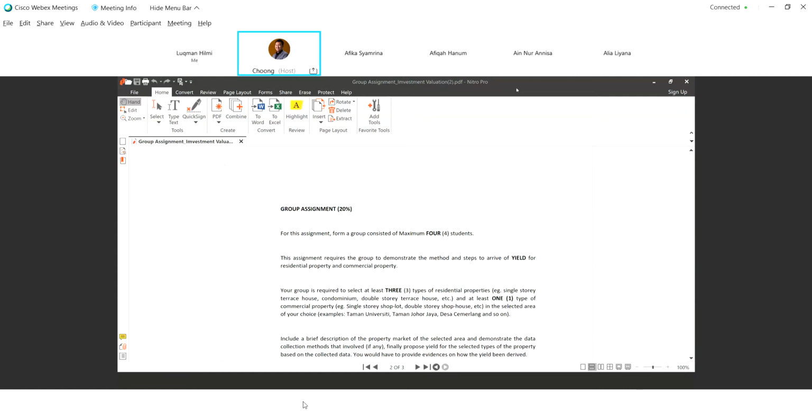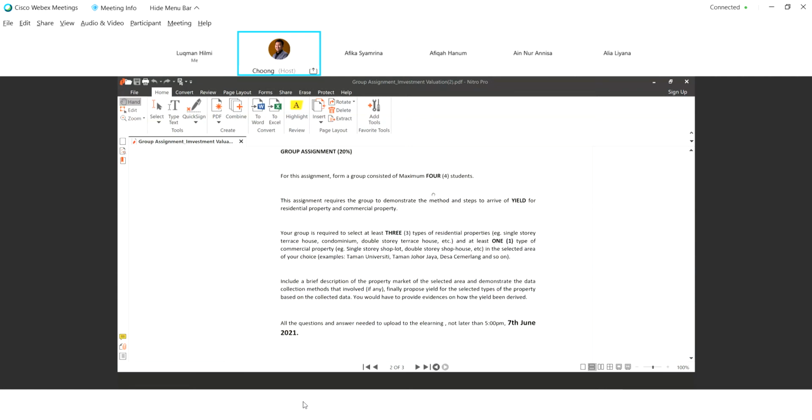So what is yield, class? What is yield, class? Yield apa? Anyone? Yield adalah apa, class? Hasil. The return. The rate of return. Yield is the rate of return. It's a rate of return, all right? If you invest in something, how much you will gain back, right? Expected rate of return in this case.